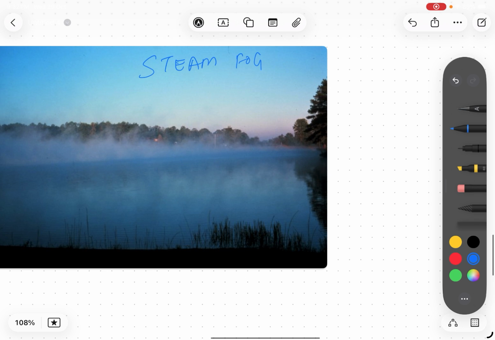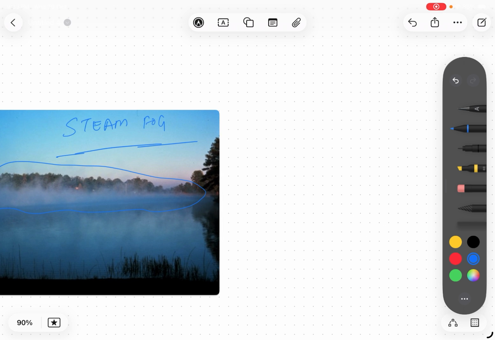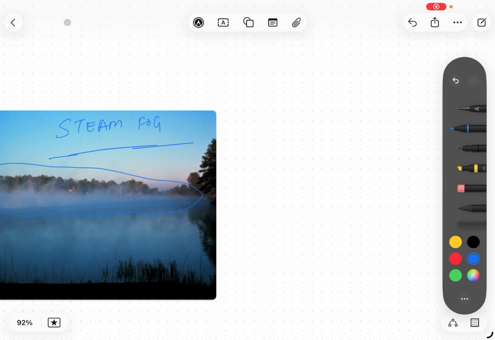Steam fog. You must have seen, if you've been to any mountain area where there's a water body, that this is how the fog looks when you observe it really. So steam fog normally occurs near the Arctic. It is also known as Arctic smoke.